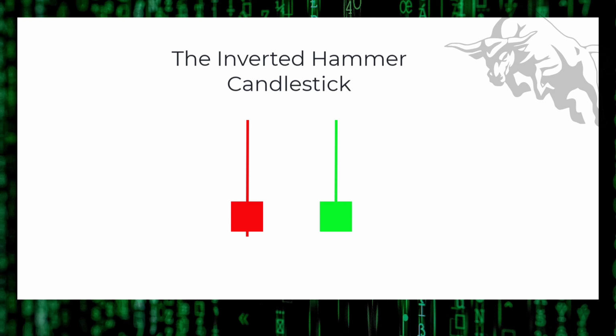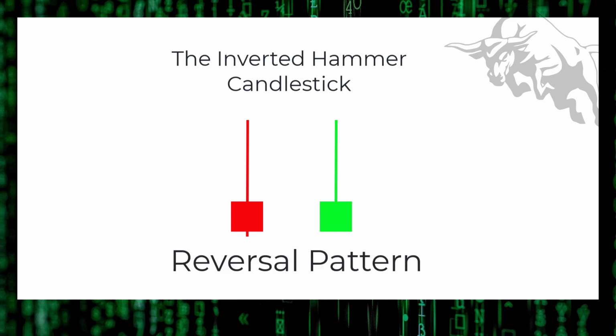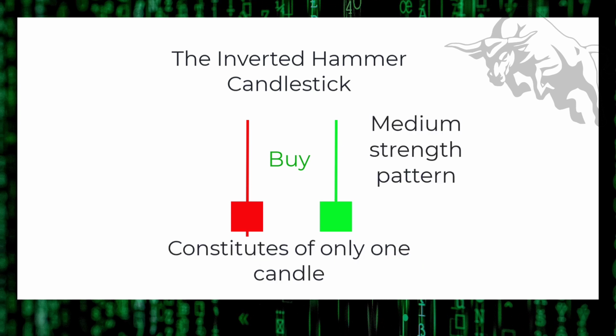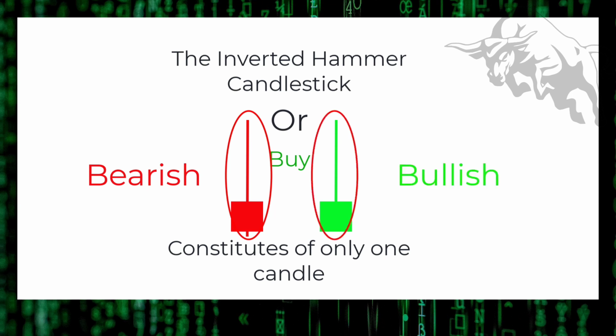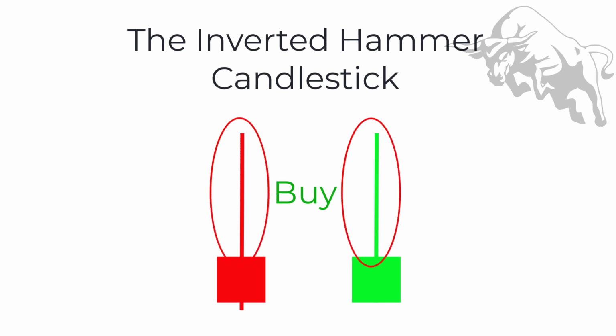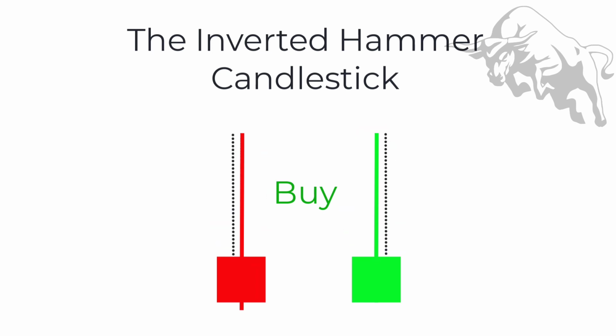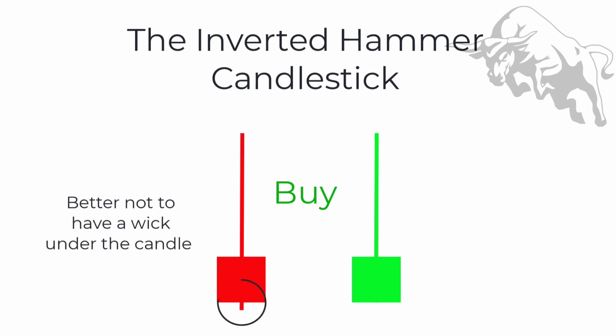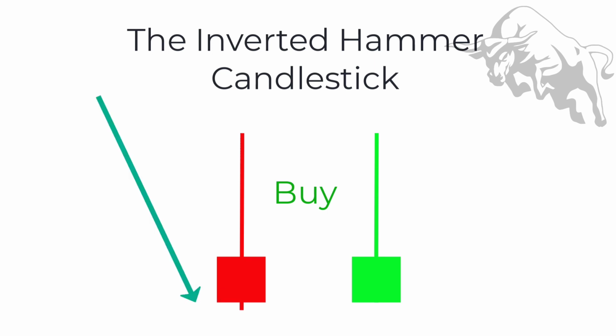Next is the inverted hammer candlestick. It's a reversal pattern and a buy signal, and it consists of either one bearish or one bullish candle. Moreover, the candle has a small body with a wick above it. The wick above the candle should be at least 2 times the length of the body, while the length of the wick under the candle should be either very small or does not exist. The inverted hammer pattern shows up at the end of a down move, signaling a possible reversal.